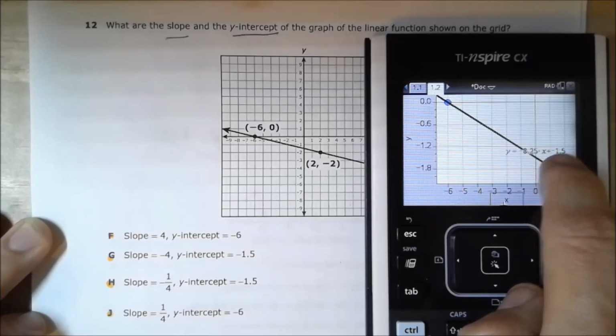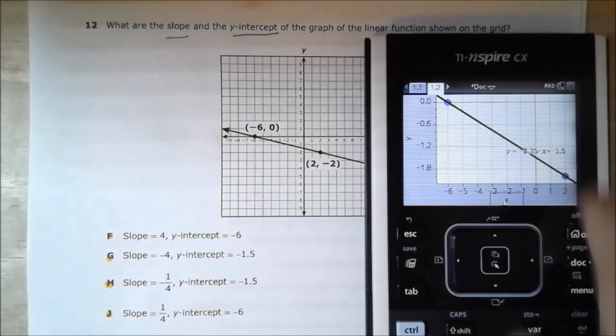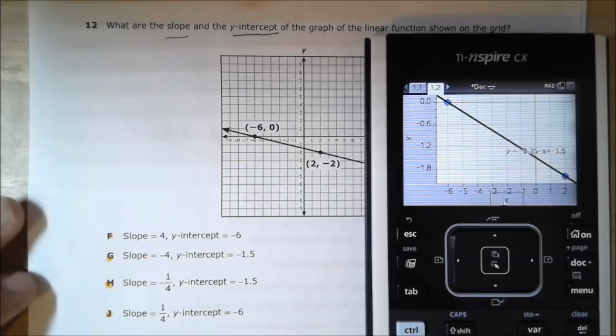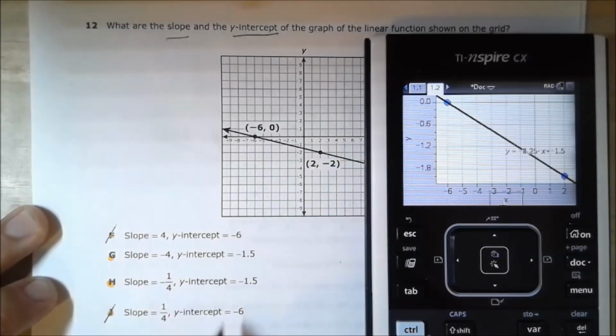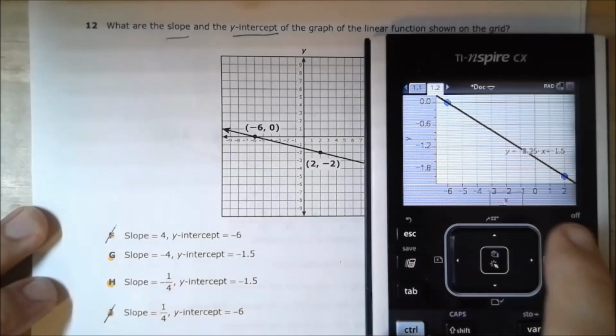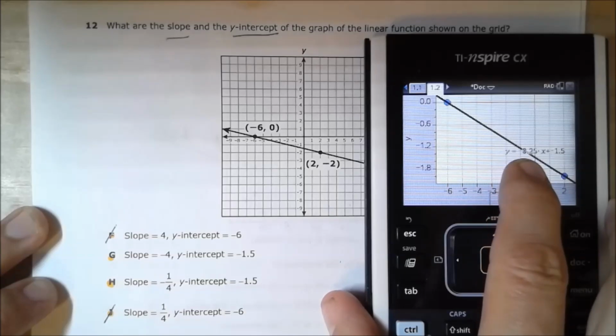Now remember, the -1.5, that's our y-intercept. So we know that that's going to be our y-intercept, so we can cancel out F and J because they have 6 as the y-intercept. So it's either going to be G or H. The next thing we need to do is figure out, well, what is -0.25?